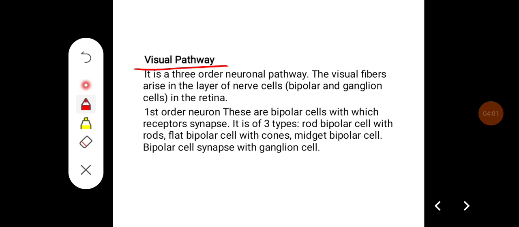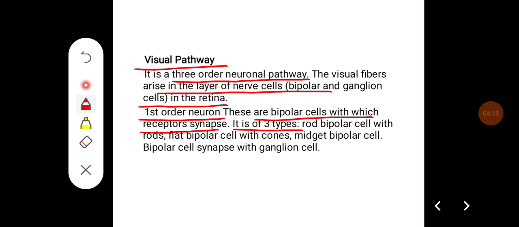Visual pathway. It is a three-order neuronal pathway. The visual fibers arise in the layer of nerve cells, that is, bipolar and ganglion cells in the retina. First order neurons. These are the bipolar cells with which the receptors synapse. They are of three types: rod bipolar cells with rods, flat bipolar cells with cones, and midget bipolar cells. The bipolar cells synapse with ganglion cells.